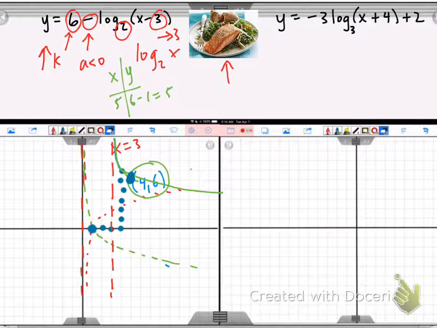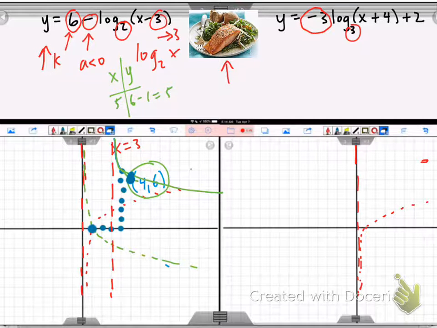All right, so let's take a look at the next graph and next function. We have a bunch of stuff going on. We have a negative here, so we know we're going to reflect the original graph. Let's back up a little bit. So we have log base 3 of x as the parent function. The vertical asymptote was at x equals 0. The key point is at 1, 0.